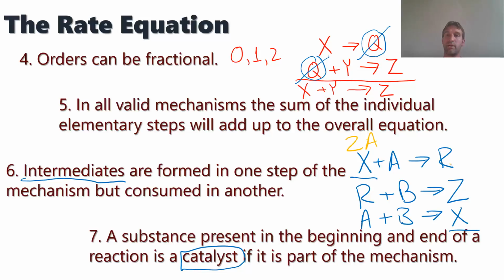Then we can see that R is produced in one step, but then it's consumed in another. So R, we can cancel out. That would be, once again, an intermediate. B, we see happening as a reactant twice. So 2B would be written on the reactant side. And finally, the only product that comes out is a single Z. So hopefully that made some sense. We'll be practicing this a lot more, but intermediates and catalysts, it's important that we can spot them within a mechanism.